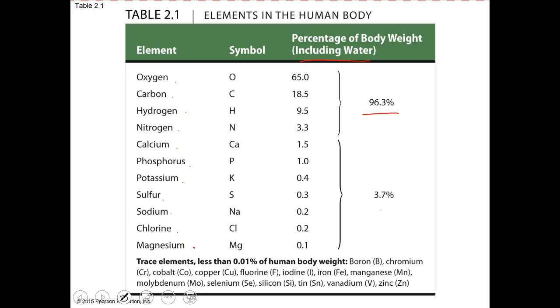You'll see a lot of these referenced in food products. But then there's the trace elements, and they're only 0.01% of the body weight, and that's boron and chromium, cobalt, copper, zinc, silicon, some other things that we need.